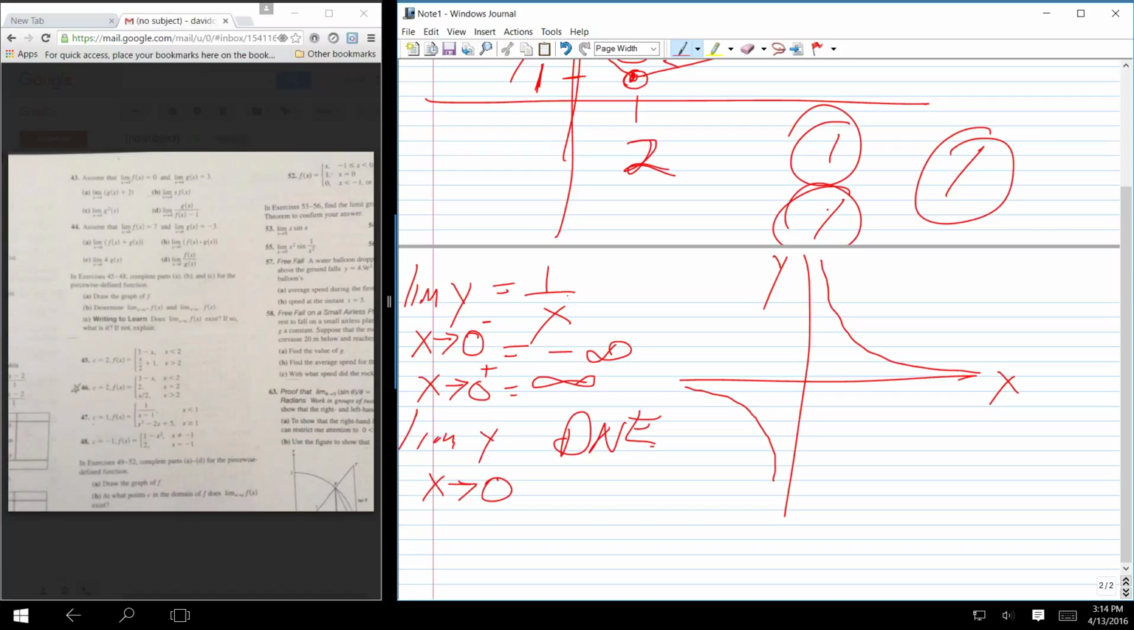Okay. However, change the function slightly, so we have 1 over x squared, and now the function looks like this. Now, when we approach 0 from the left, we have positive infinity. When we approach it from the right, we have positive infinity. So you can't really say that the limit doesn't exist. It does exist. It's the same from the left and the right.